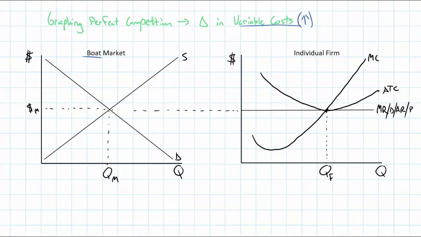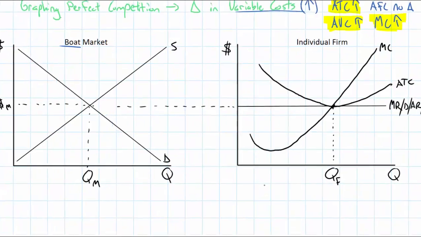So I'm going to have an increase in my average total cost. Average total cost is going to go up. Average fixed cost, which we don't really care about right now, is not going to change. Average variable cost will go up because the fiberglass is a variable cost. And the most important one here is that the marginal cost also goes up. So when you have a change in your variable costs, marginal cost goes up, average total cost goes up, and average variable cost goes up. But we're not going to worry about average variable cost right now. The ones we are most concerned with are average total cost and marginal cost. And graphing this is actually very, very important.